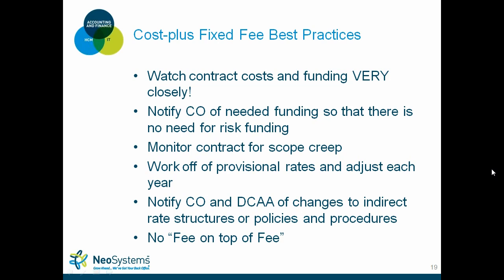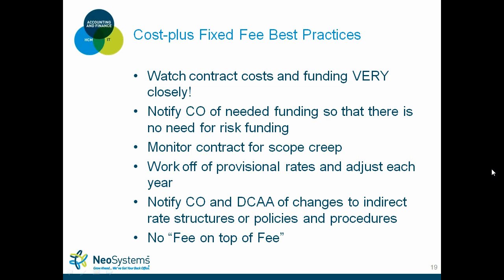Monitor your contract for scope creep. That happens very often in cost-plus type work because the government is very unsure of the amount of effort it will take. So obviously, if the scope does change, you need to notify your contracting officer. Work off of provisional rates and adjust those rates each year. Notify DCA of any changes to your indirect rate structure.